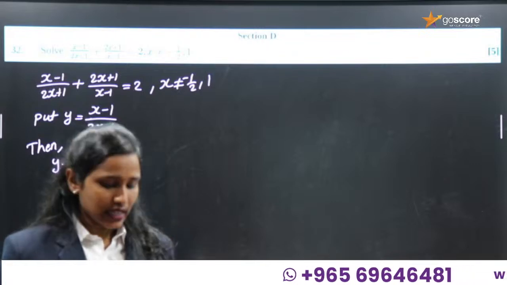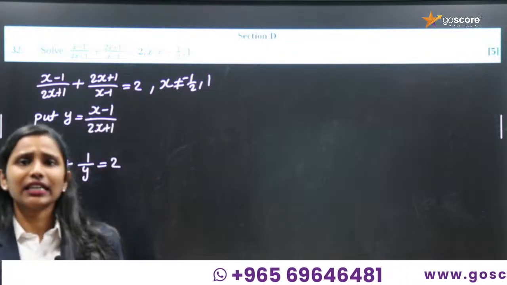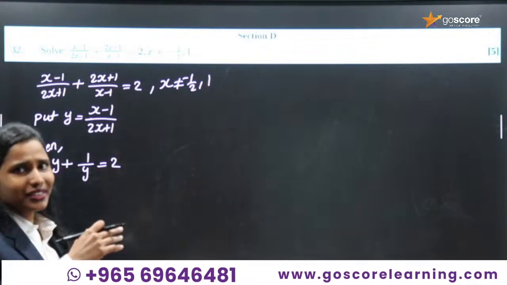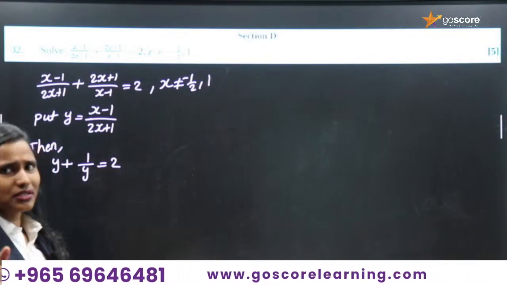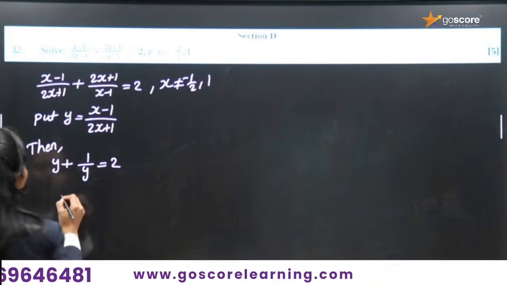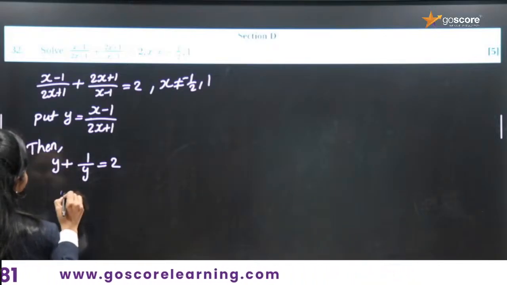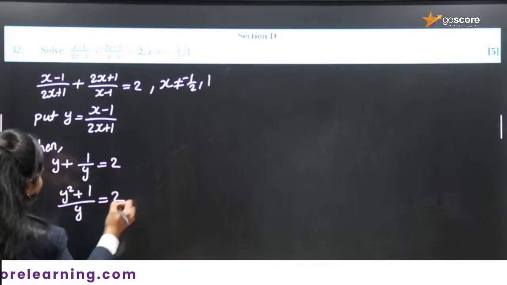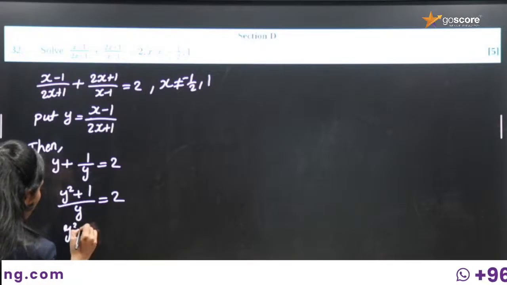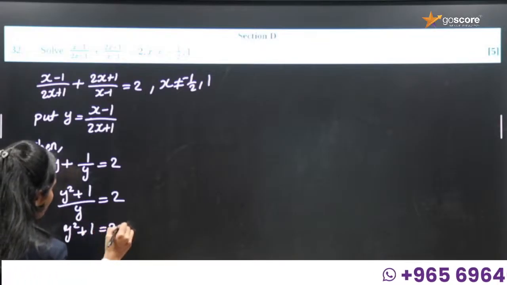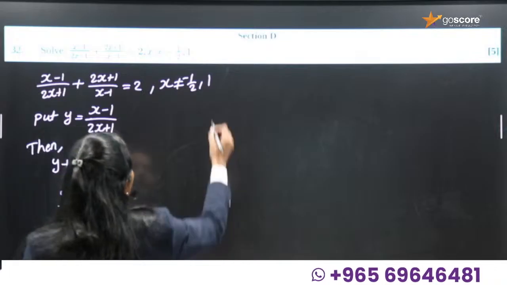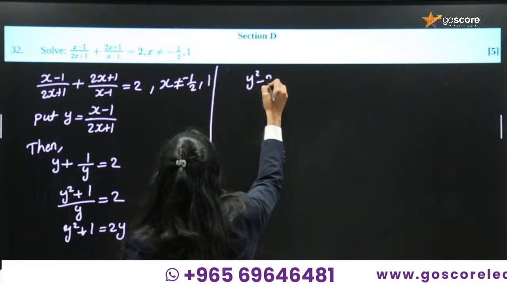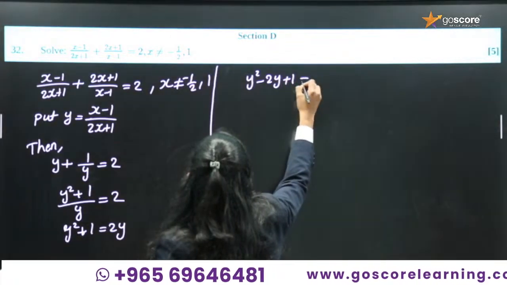So this is an idea you need to strike, otherwise it's a very long process. Okay. So I'm going to cross multiply: y into (y square plus 1) divided by y is equal to 2, or y square plus 1 is equal to 2y, which will give our equation as y square minus 2y plus 1 equal to 0.